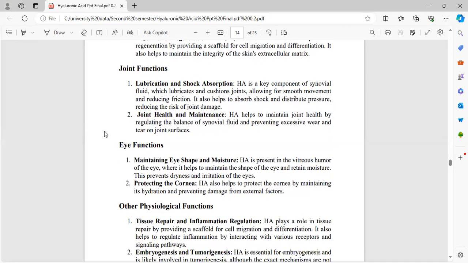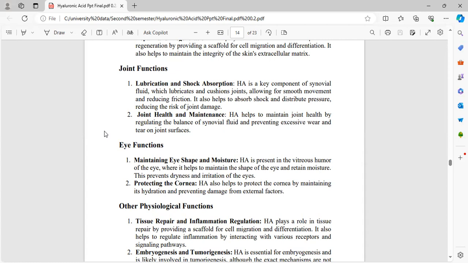First one is maintaining eye shape and moisture. Hyaluronic acid is present in the vitreous humor of the eye, where it helps to maintain the shape of the eye and retain moisture. This prevents dryness and irritation of the eye. Second one is protecting the cornea. Hyaluronic acid also helps to protect the cornea by maintaining its hydration and preventing damage from external factors.